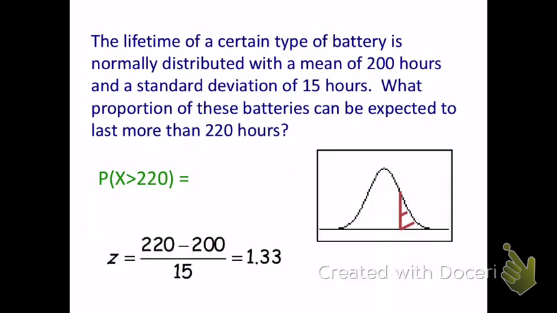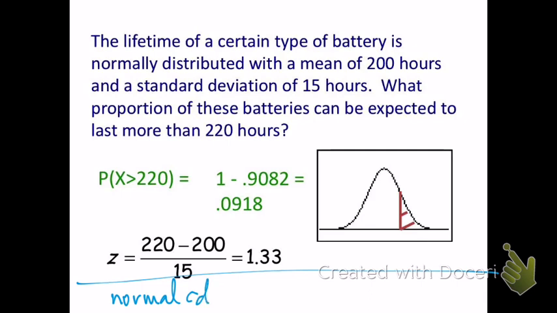So if you did more than 120, you would do 1 minus 0.9082 or 0.9088, whichever one you did from the calculator. If you wanted to do just the shortcut way, you could do normal CDF of 220 to infinity, 215. And you should get 0.091.